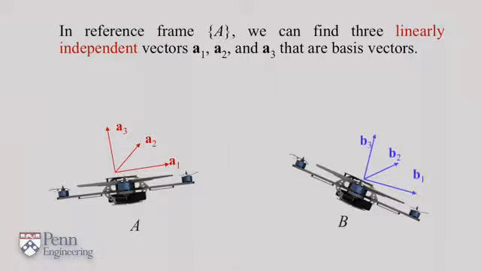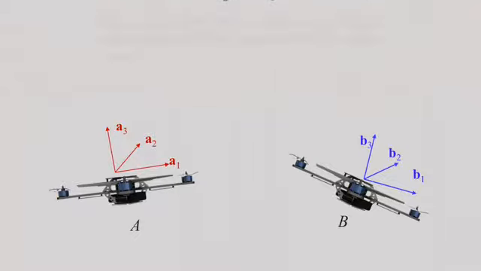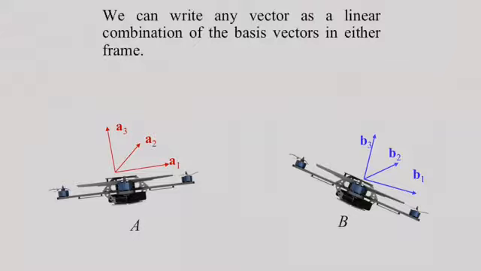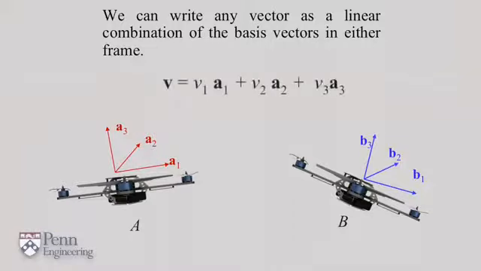Likewise, in frame B, we have three vectors B1, B2, B3. A1, A2, A3 is attached to frame A, B1, B2, B3 to frame B. Now, any vector in three-dimensional space can be written as a linear combination of these independent vectors. So in frame A, we would write it as a linear combination of A1, A2, A3. In frame B, we would write it in terms of B1, B2, and B3.